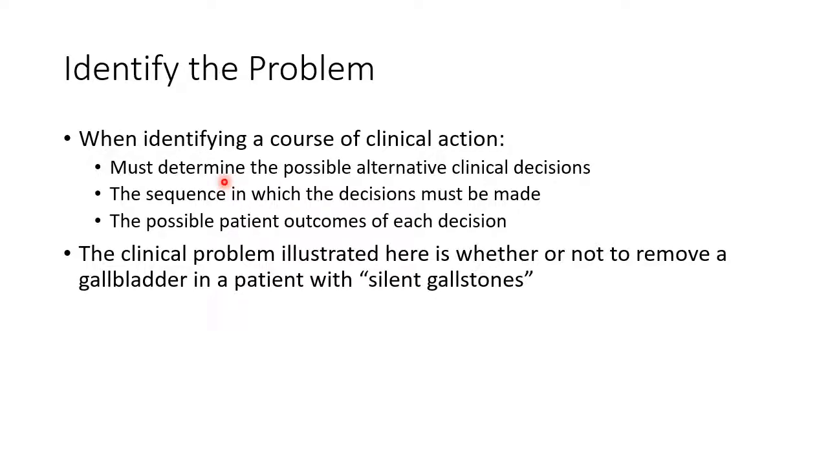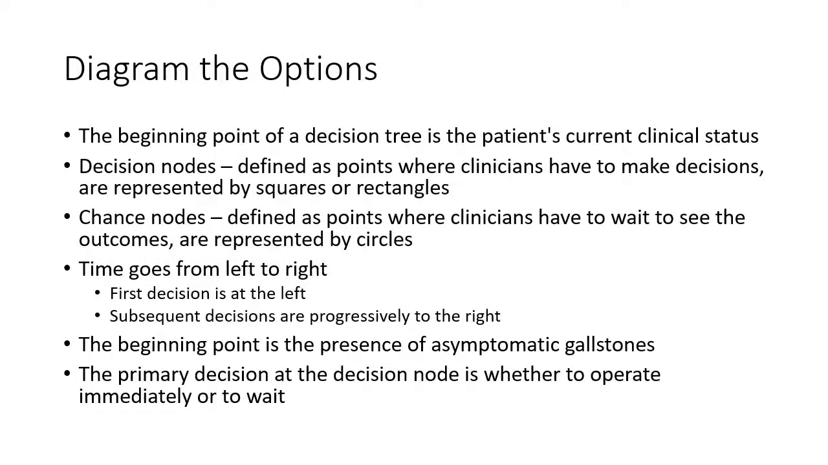Okay, so when looking at this course of action, we want to determine what all the possible alternatives are and then what outcomes can happen from those particular decisions. The problem we're going to use here is silent gallstones, or asymptomatic gallstones. And the decision basically being, do I send the patient to surgery or do I not? Okay, so we're going to see what could be associated with that.